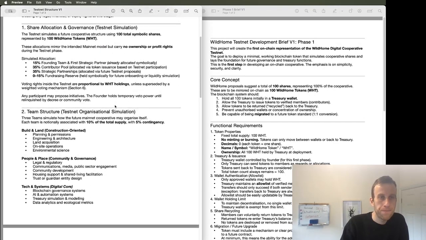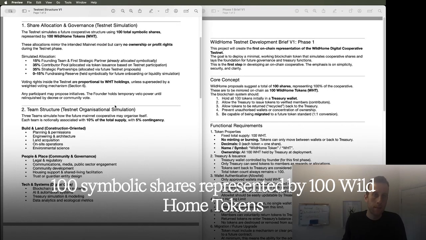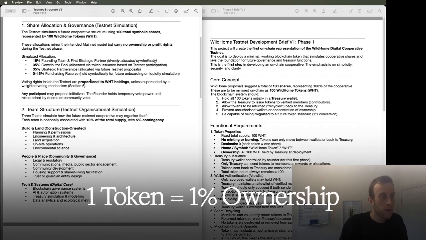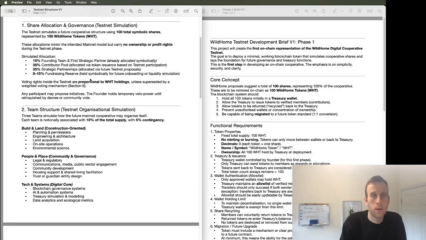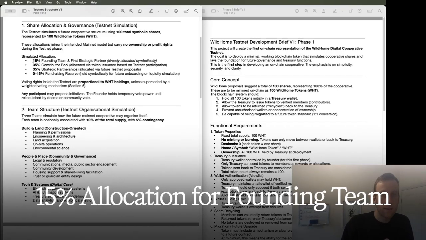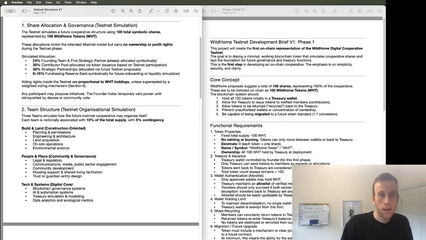In the simulation, there are 100 symbolic shares represented by 100 WildHome tokens, and one token is equal to 1% of the simulated ownership of WildHome. But at the moment, they carry no ownership or profit rights during the testnet phase. The intention is to make a workable model that we can transfer to the mainnet. The initial allocation is 15% for the founding team and first strategic partner, which has already been symbolically allocated.